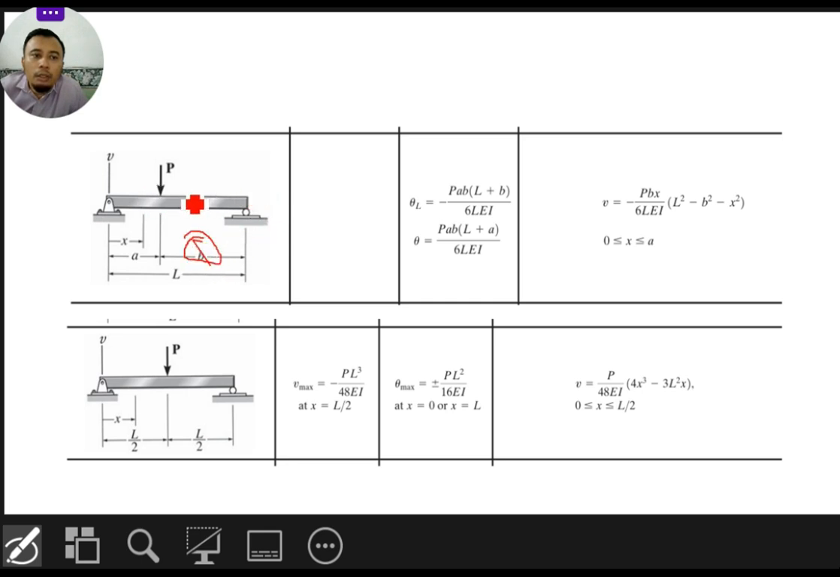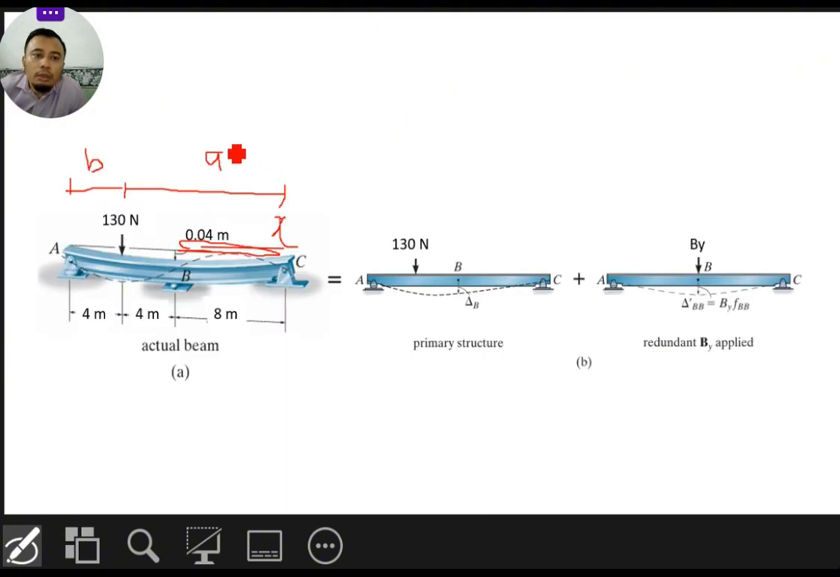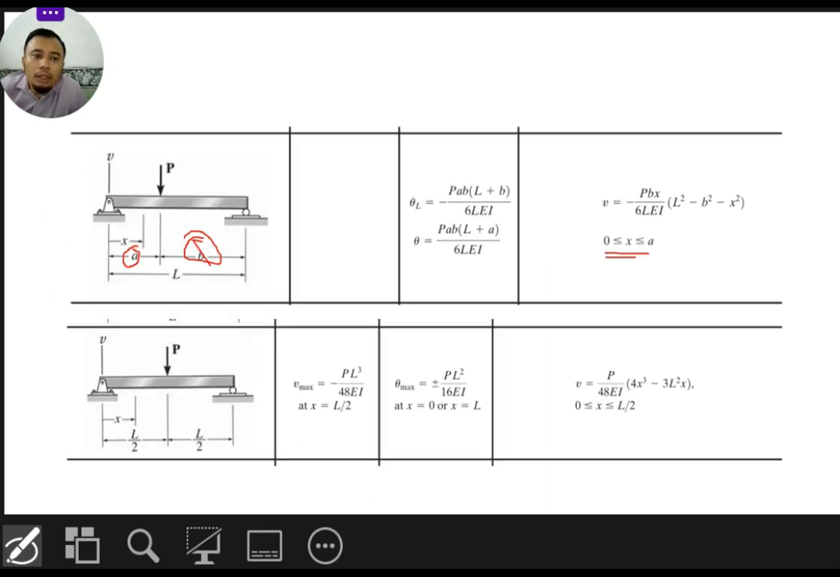B is from the support towards me, but one thing is B is not A. A plus B is equal to L. So X must be within, as you can see in the formula, 0 to A. So that's why your X is here, and your A is here. Then only you become, it's a flip. You need to flip this formula. So basically you will use this formula.